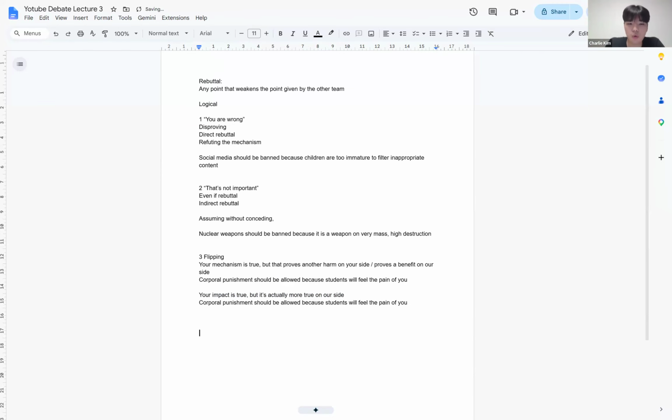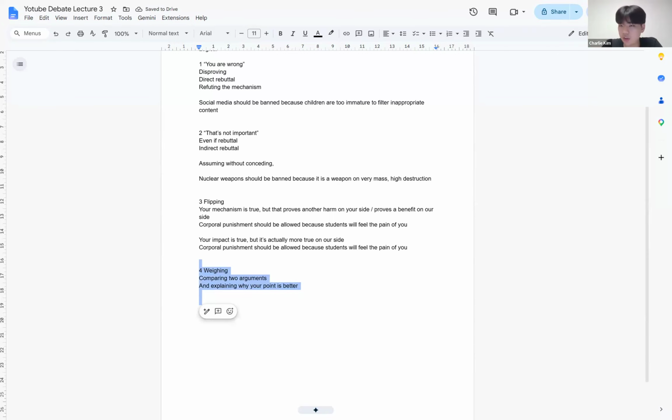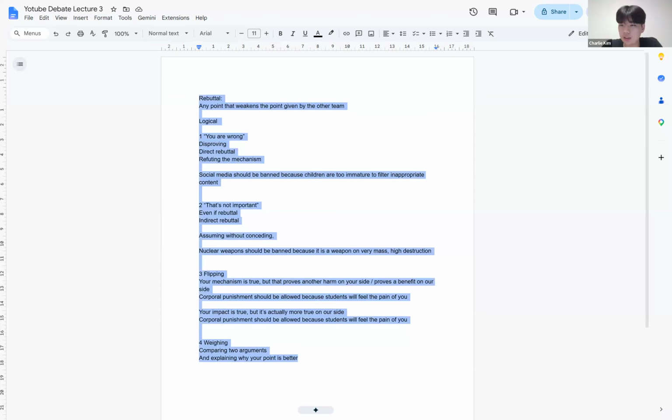And number four would be weighing, which isn't really a rebuttal, but I want to say it here. Weighing is comparing two arguments and explaining why your point is better. But this is for another time because it's going to be a very long lecture if we also do weighing here. So these are the four types of rebuttals that I wanted to tell you today.